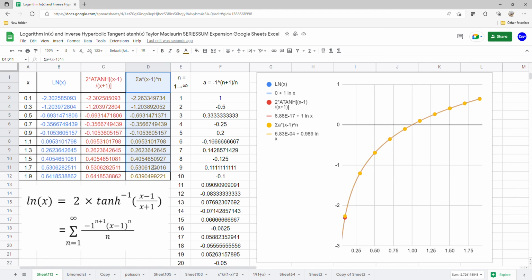And our expansion, which is 6.83 times 10 to the minus 4, which is very small already, and plus 0.989. If we increase our values of n to a higher value, up to infinity, this value will be 0, and this value will be 1. So this completes the use of Taylor series expansion of series sum of logarithm and the use of inverse hyperbolic tangent.